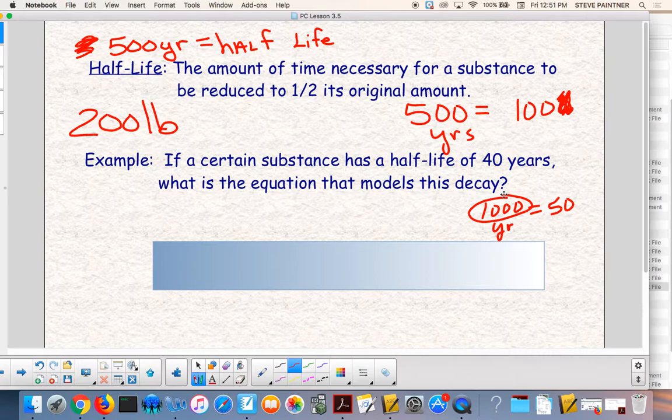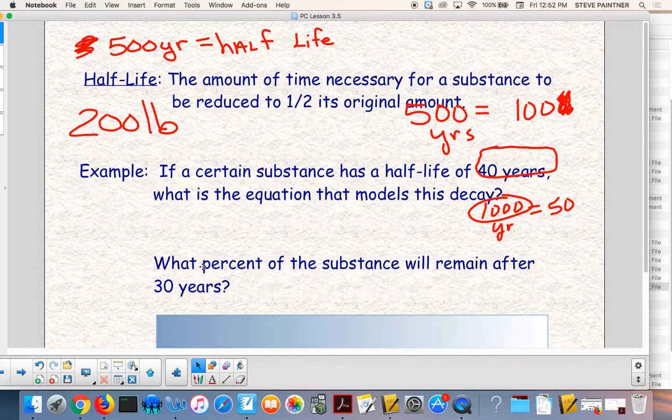Okay? So here's your first problem. It says this. If a certain substance has a half-life of how long? 40 years, which means after 40 years, what's left? Half of it. After 80 years, half of that. Okay? What is the equation that models the decay? Okay, talk to your neighbors and do it. I just did a problem for growth. This is decay. Ooh, that doesn't work.